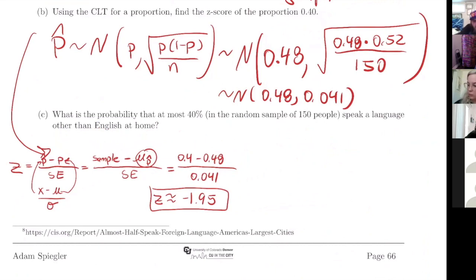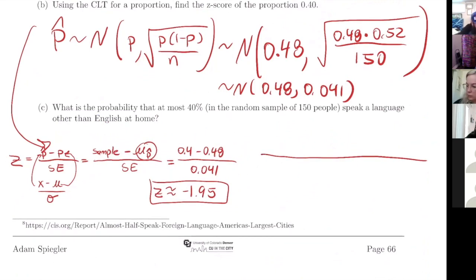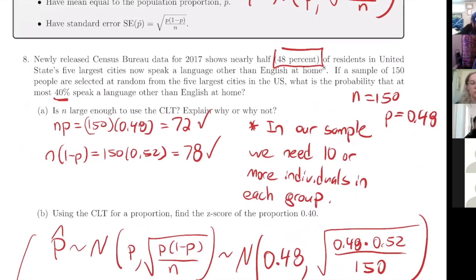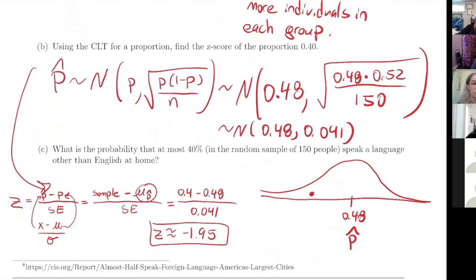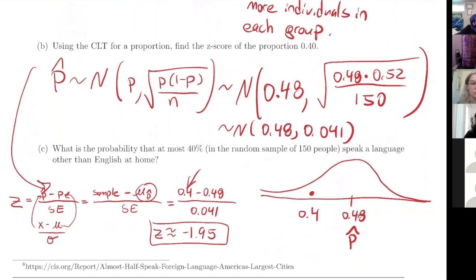So kind of the picture. If we're looking at the distribution of all of the sample proportions, again, we would expect most of them to be about 0.48, which is the percentage of the population in these 5 cities that speak a language other than English at home. And the fact that we are curious about, well, what about this sample of 0.4, right? Without knowing the standard error, we don't know whether that's close to 0.48 or far away from 0.48.